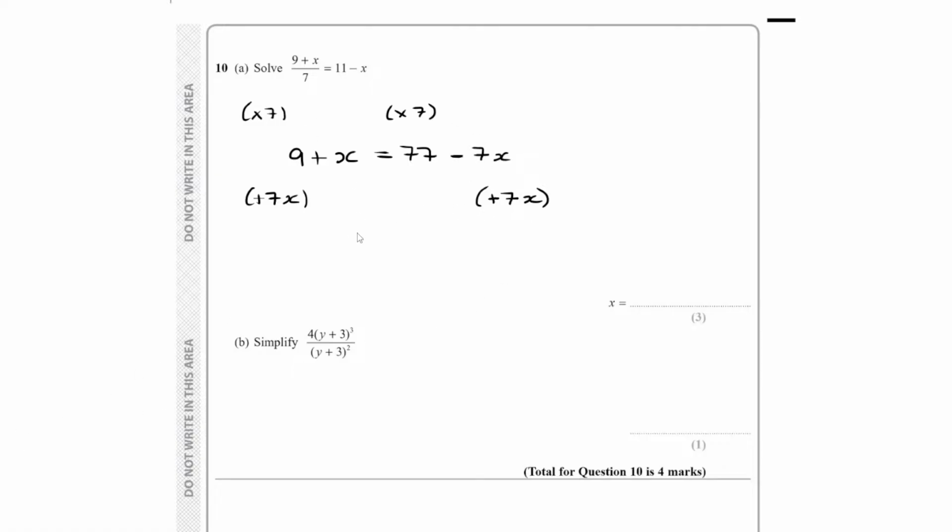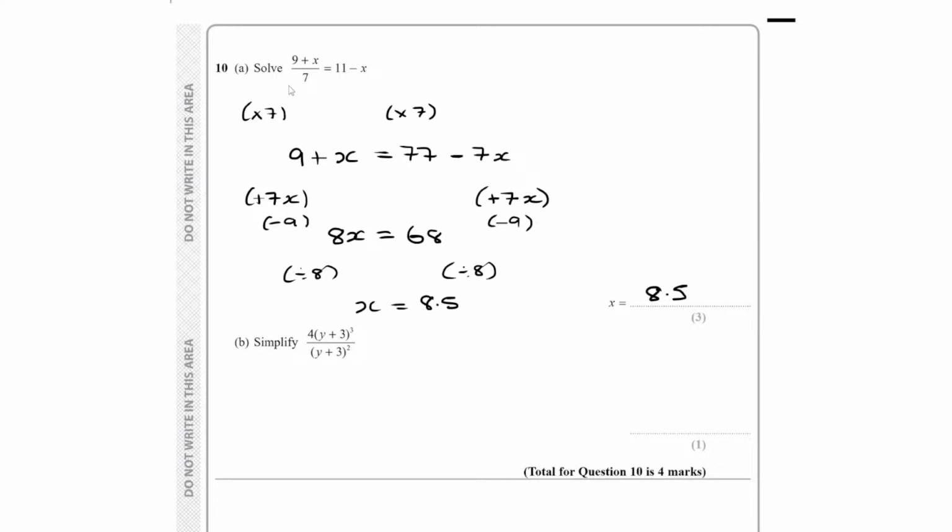So I would add 7x, so that gives me 8x, positive, and at the same time I would minus the 9, because if I'm moving the x's to the left, I'll move all the numbers to the right. So take away the 9, you get 68, and then lastly, we just divide by 8, which you can do on your calculator because it's not a whole number, but it is just 8.5. As long as you get x is 8.5 at the end, it doesn't matter if you do a different order to me, because when rearranging, you can normally do different orders, as long as you get the same answer at the end.